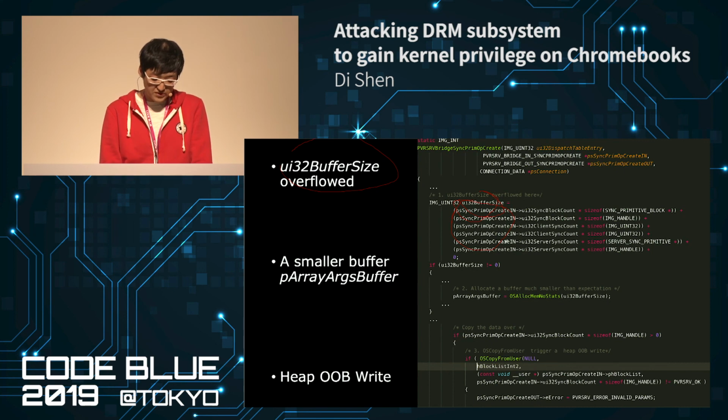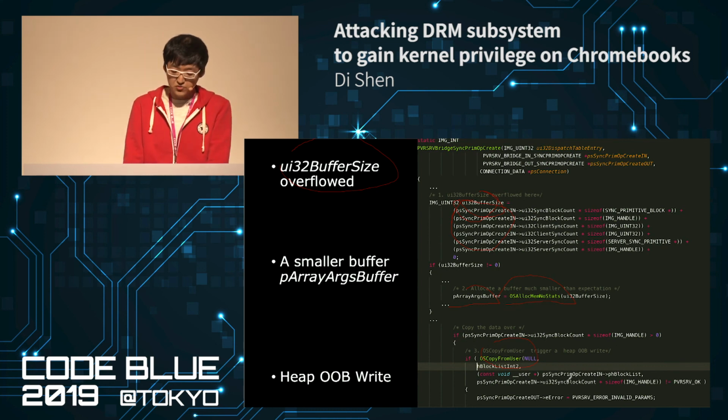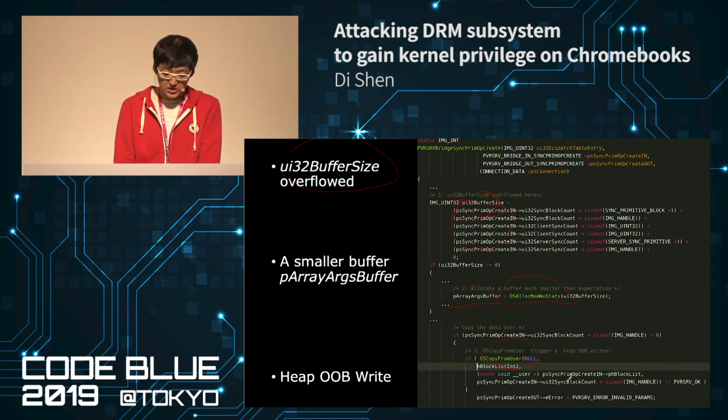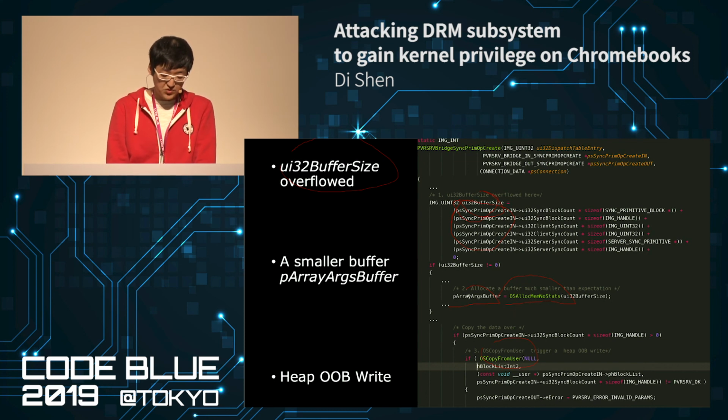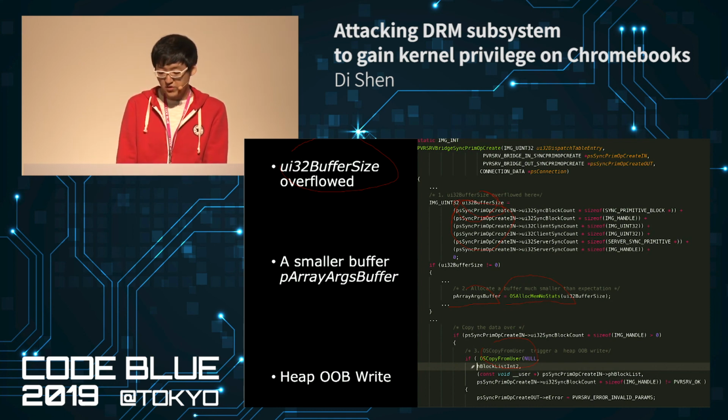If the integer is overflowed, you can allocate a much smaller buffer than expected. This function, OSAllocMemNoStats, will allocate a buffer, and this is the pointer of the buffer, pArrayArgsBuffer. At last, you can see that it will call OSCopyFromUser. This function will copy the user buffer from user space to kernel space. It will copy a bigger buffer into the much smaller kernel buffer, that is a heap OOB write. So we simply convert the integer overflow to a heap OOB write.